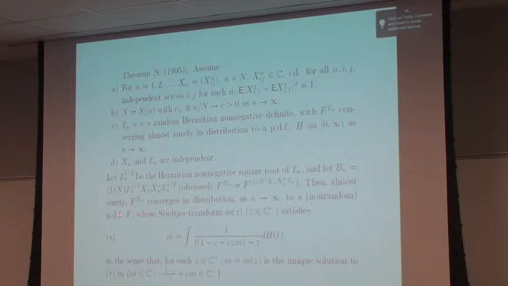to a proper probability distribution function whose Stieltjes transform satisfies this equation. So for any z in the positive complex plane, m will satisfy this equation, in the sense that it's unique for the set of all m's for which this is true. Now, this is an equation. Actually, I use this to prove the theorem.